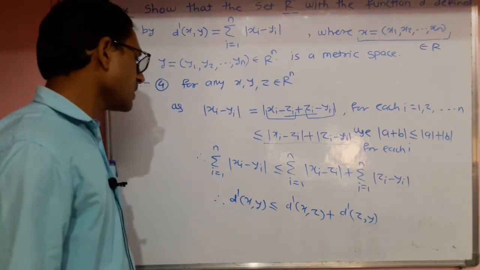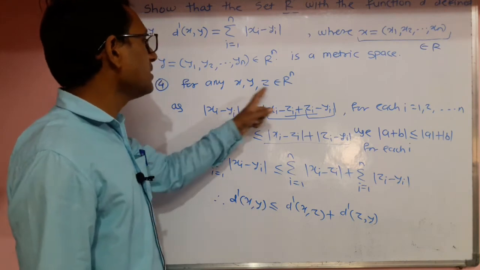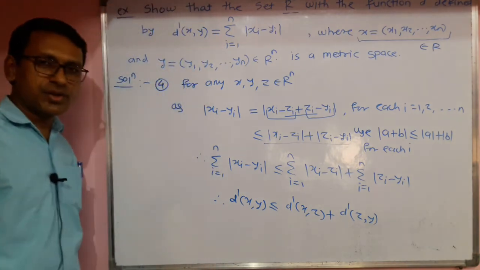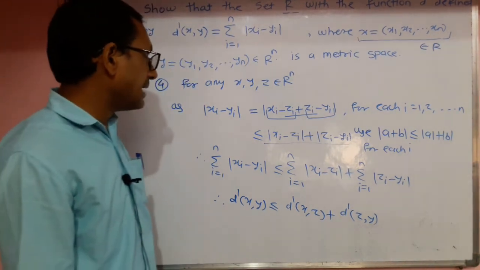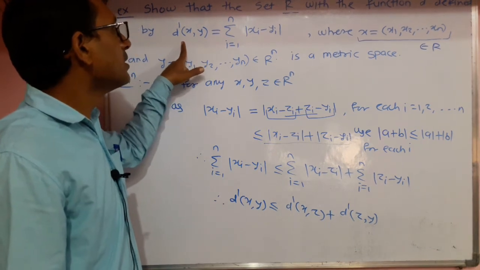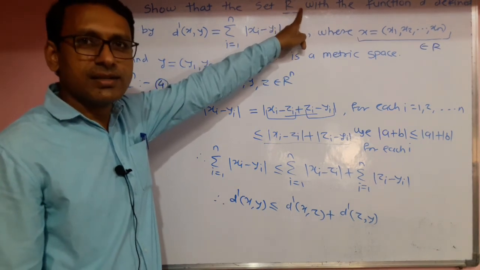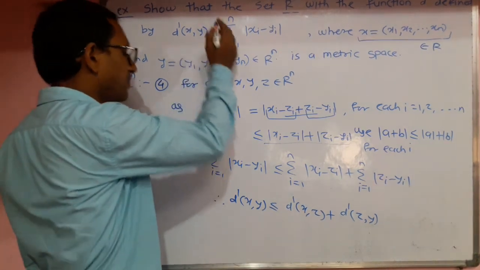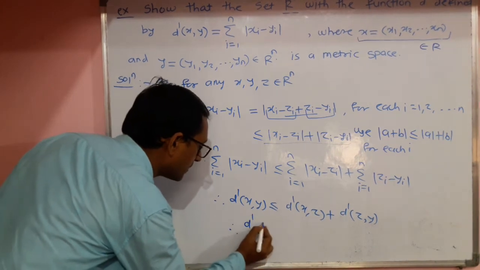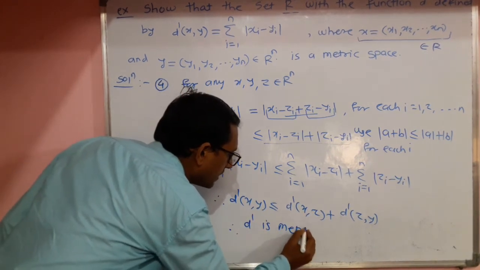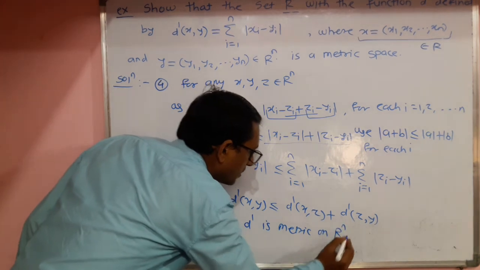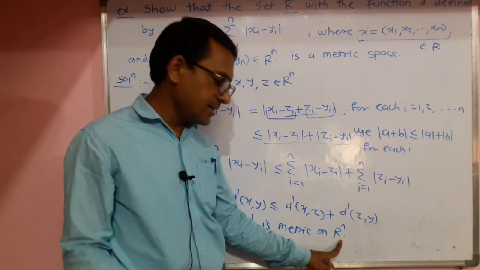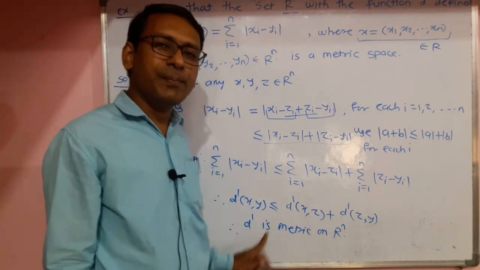So for any three elements of R raised to n, we have proved the last condition of the definition of metric, that is the triangle inequality. And as this given function on the elements of R raised to n satisfies all four properties of a metric, that's why this given function is a metric on R raised to n. Therefore d dash is a metric on R raised to n. As this function is a metric on R raised to n, R raised to n is a metric space.